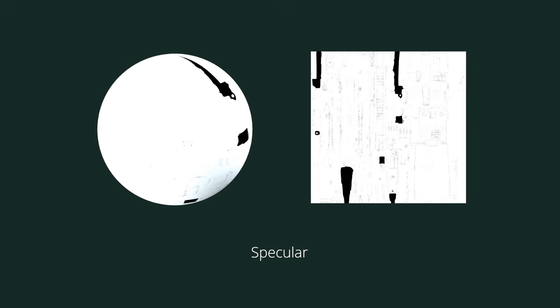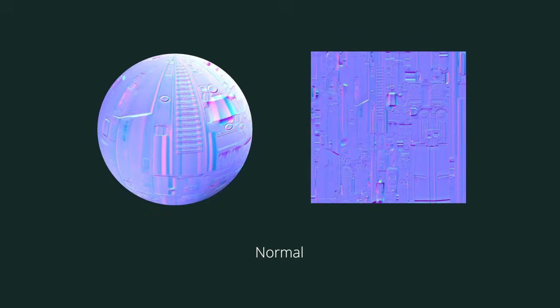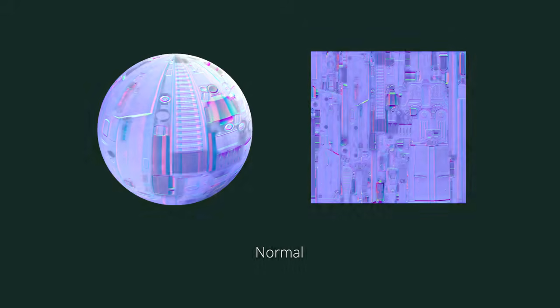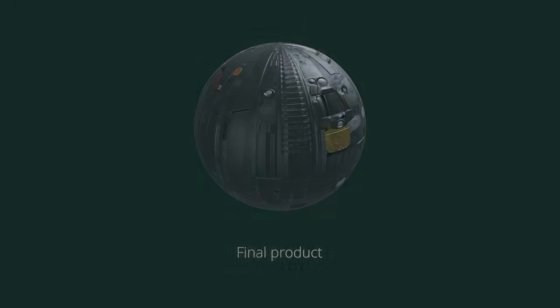Some setups include specular and gloss instead, which are similar. Next are normal and ambient occlusion maps, which are used to fake the lighting for extra detail, adding in bumps and dark spots where light is hard to reach. You could also have a combination of any of the maps listed.